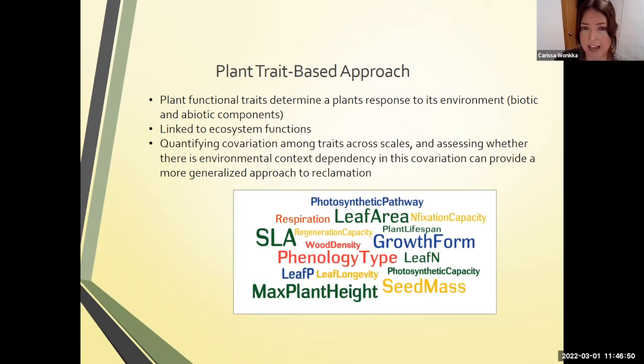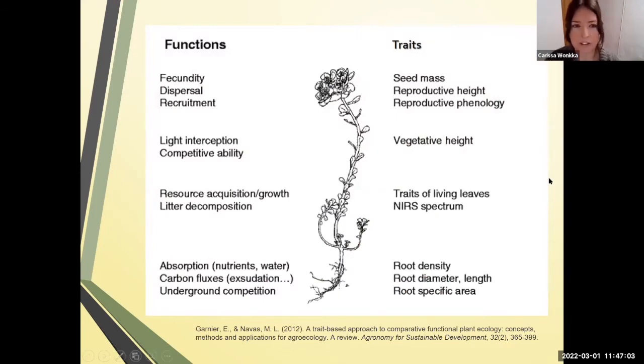There are things like photosynthetic pathway, leaf area, plant growth, phenology type, leaf nitrogen, all of these different types of traits. So here I just have an example of the different functions that go on for a plant population, and how those functions relate to traits. In understanding the fitness of a plant, we would think about its fecundity, its dispersal, its recruitment. And then the traits listed opposite show what types of traits we would look at if we were interested in understanding the potential to be fecund and disperse widely and have good recruitment. So we would look at things like seed mass, reproductive height, and reproductive phenology.